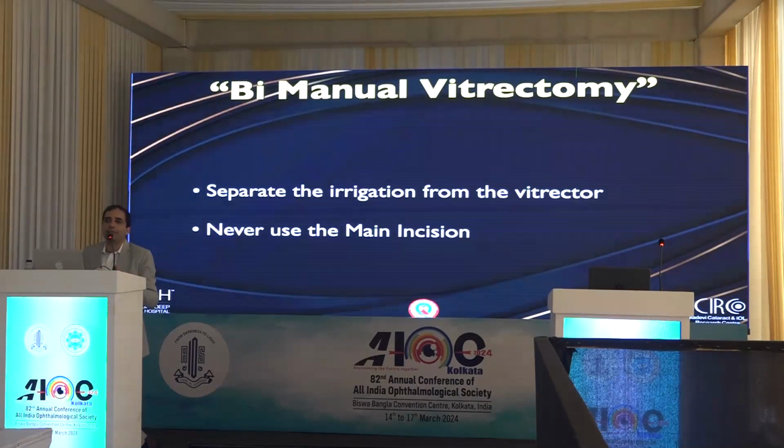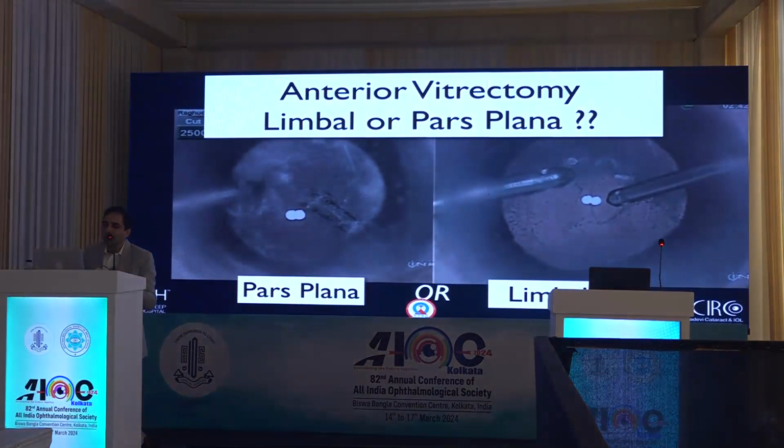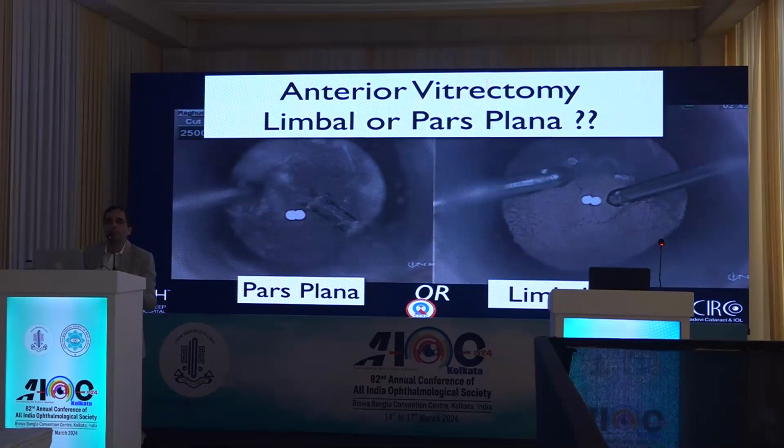So even if you have a machine which has a coaxial irrigation aspiration for cortex removal, for vitrectomy you must have a bimanual system, where the irrigation and the cutter are separate. Now, which approach to choose, limbal or pars plana? I think each has an advantage and disadvantage over the other.